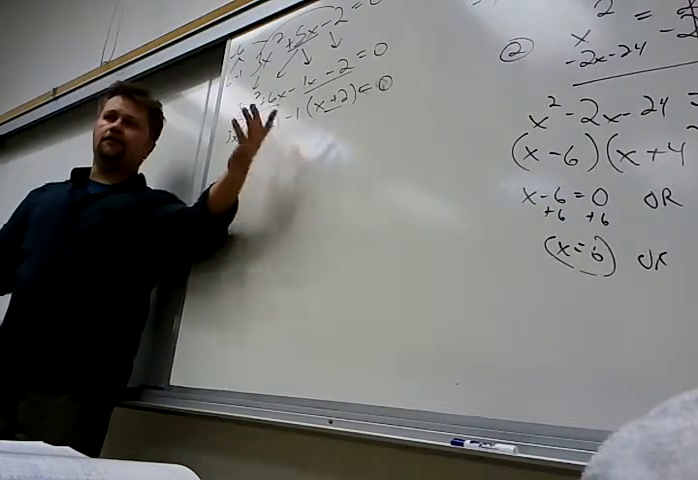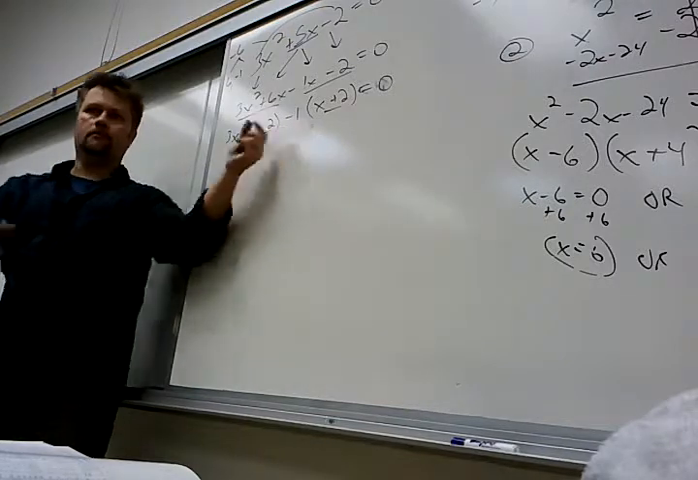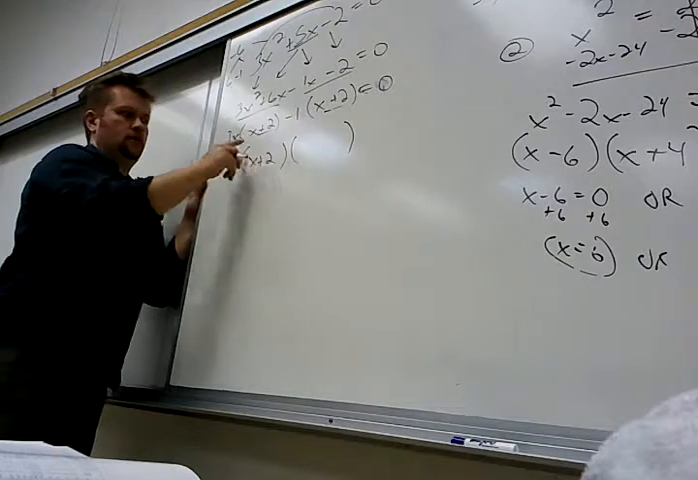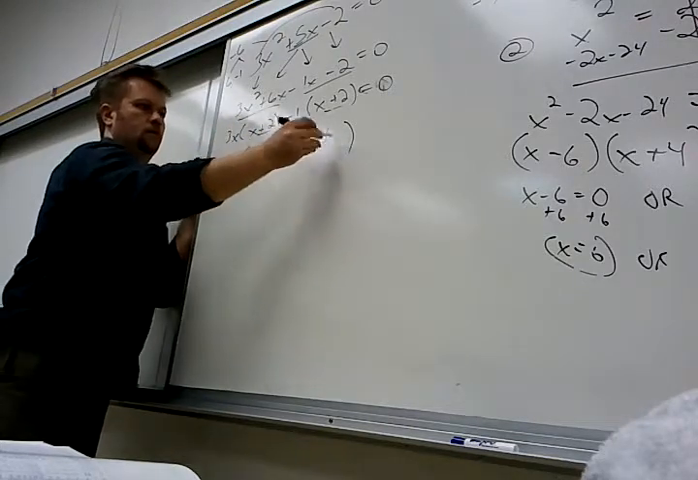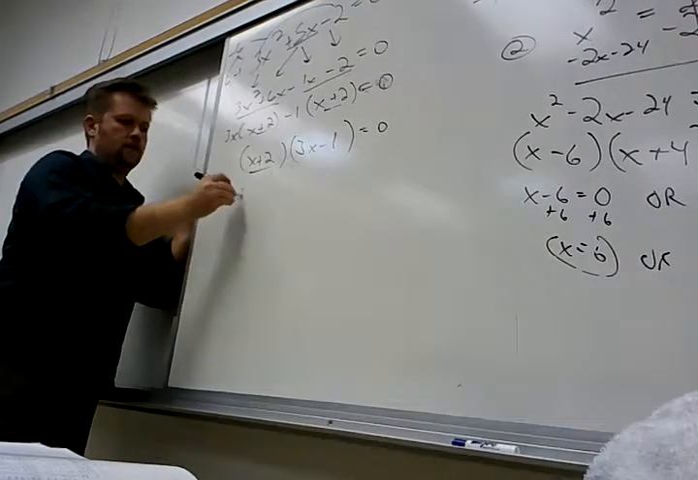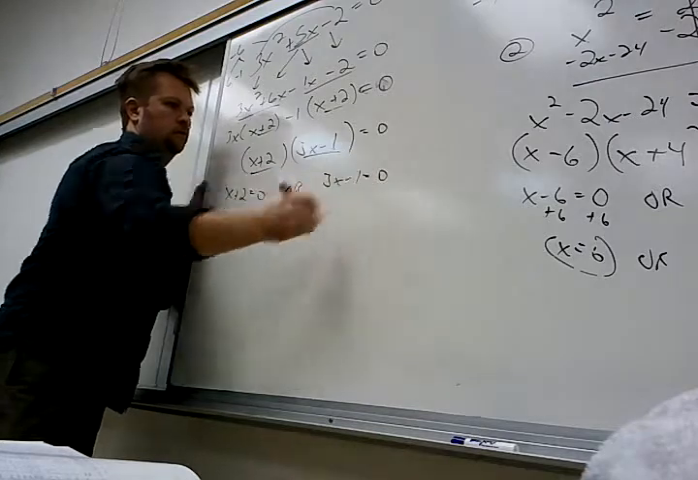What's the last step here for factoring? And then we got one more step for solving, right? X plus 2. I like it. X plus 2 comes out. Left with 3x minus 1. And now I can say that or that: this guy is 0, or this guy is 0.